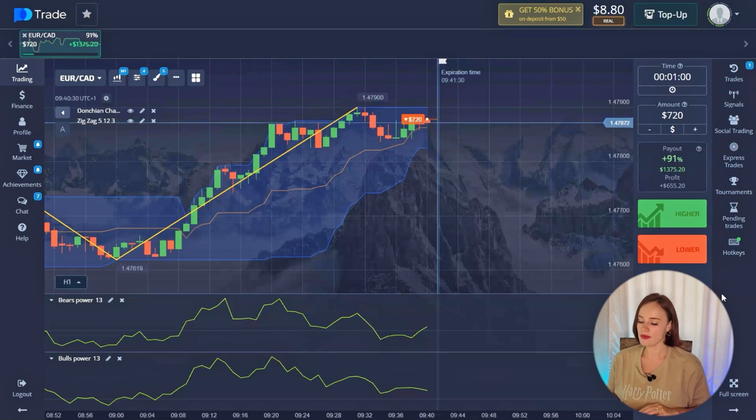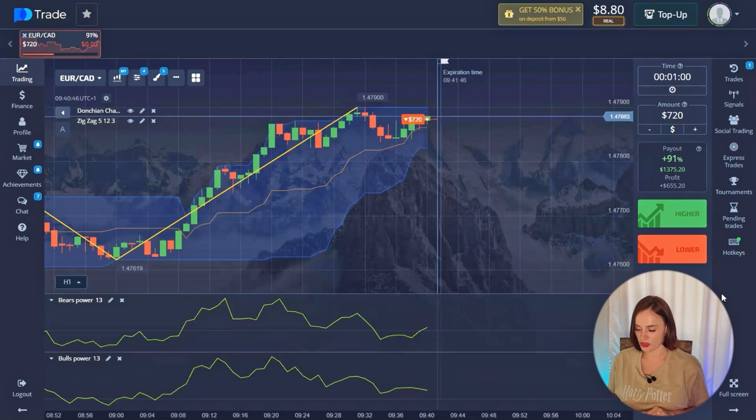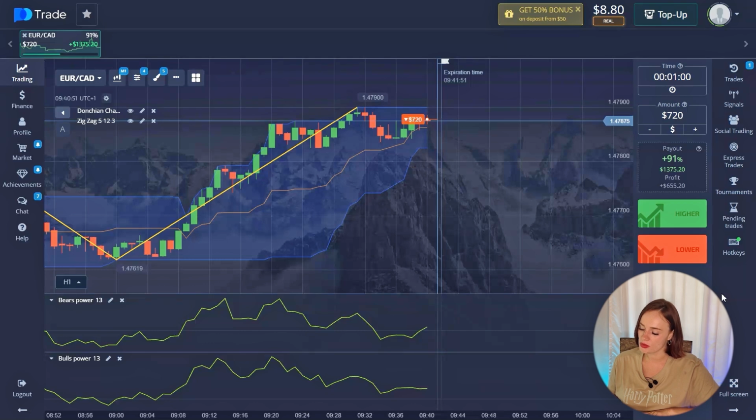$720. I made the decision because the market situation hadn't changed. The strength of sellers, judging by the line of the bear's power indicator, was increasing, and on the contrary, the strength of buyers was declining, which was evident from the bull's power indicator line. The zigzag indicator line remained at the local maximum, showing that the downtrend is not over yet.